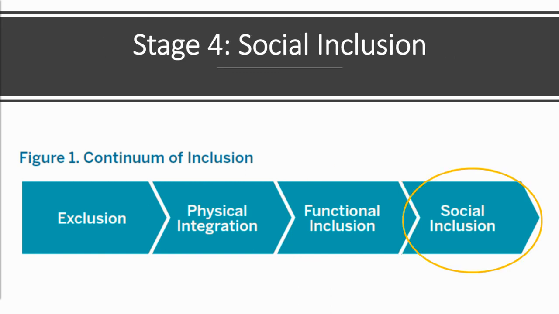The final stage is social inclusion. Again, the children are all participating together, the activities are effectively adapted, and children with disabilities are able to develop friendships with their peers that carry on beyond the camp setting. They're seen as equals, and they're being included, accepted, and supported by their typically developing peers.